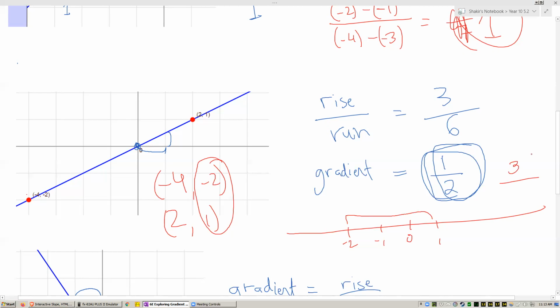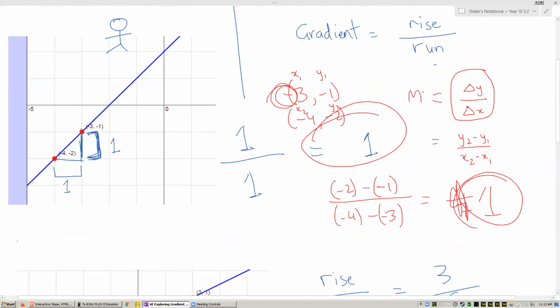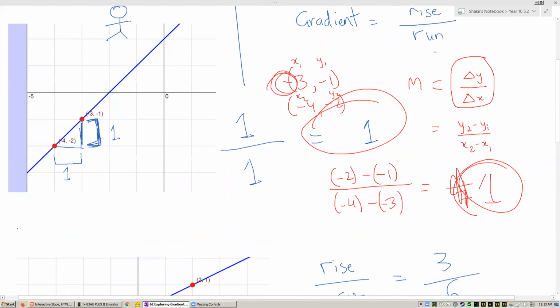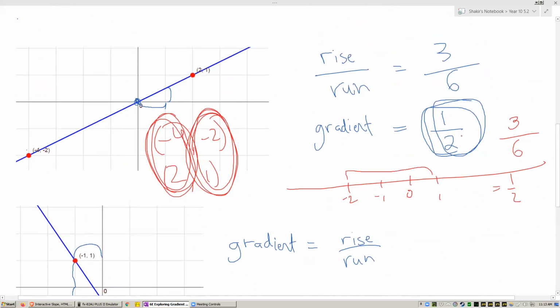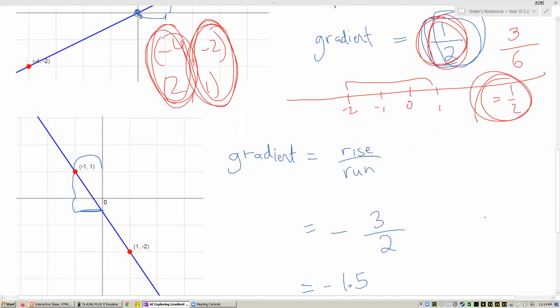Okay, so let's go back to our definition. Gradient is change in y over change in x. So that's what I'm doing. Change in y over the change in x. Change in x between 2 and -4 is going to be 6. And I'm done. That's equal to 1 over 2. That's the same as we got earlier, half. Okay, so change in y over change in x.